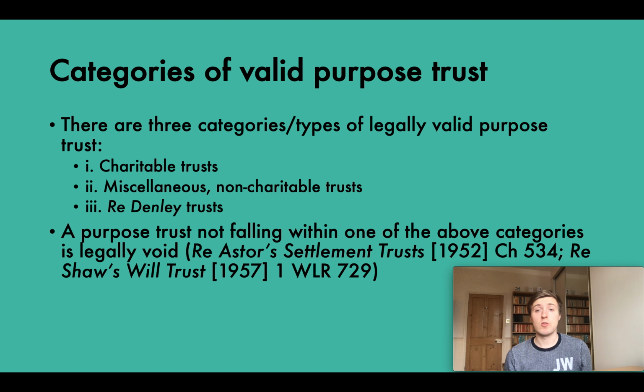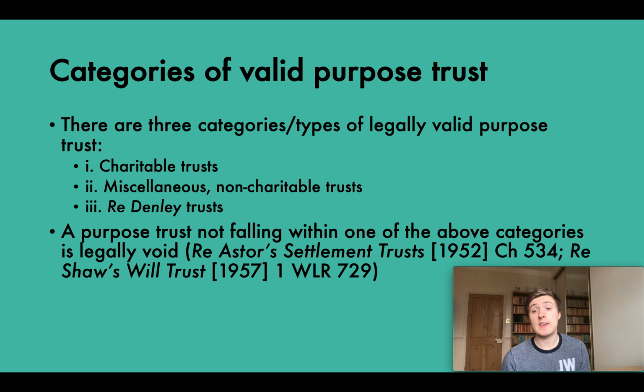So, the categories of valid purpose trusts. There are three categories or types of legally valid purpose trusts. We've got charitable trusts, miscellaneous non-charitable trusts, and Re Denley trusts. A purpose trust not falling within one of those categories is legally void. So if X transferred money to the trustee for the trustee to apply that money for a particular purpose, and X's intended purpose does not fall within one of those three categories, then X will have failed to create a valid trust.